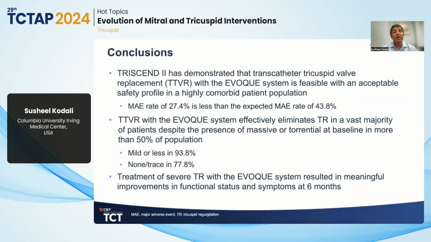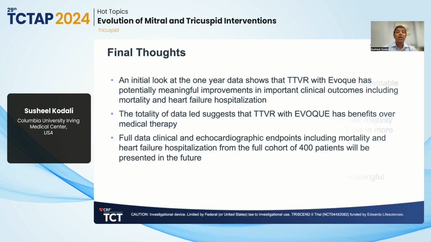So this initial look of the 150 patients at TRISCEND 2 demonstrated that TTVR with EVOQUE is feasible with an acceptable safety profile in a highly comorbid population. It also demonstrated that TTVR with EVOQUE effectively eliminates TR in the vast majority of patients, reducing to mild or less in nearly 94%. And this treatment resulted in meaningful improvements in functional status and symptoms at 6 months. The initial look at the 1-year data showed that TTVR with EVOQUE has potentially meaningful improvements in important clinical outcomes, including mortality and heart failure hospitalizations.